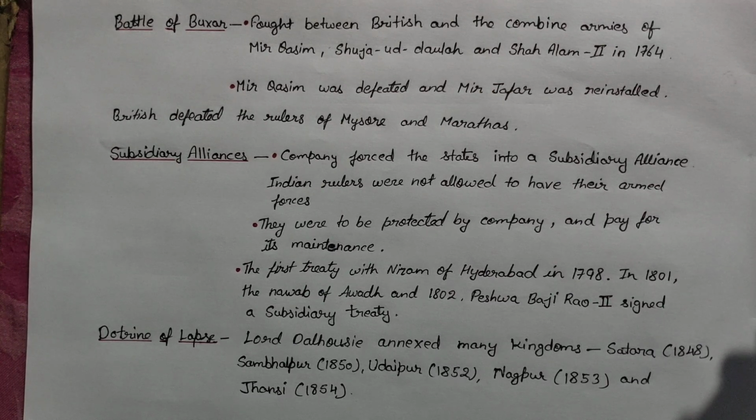Subsidiary Alliances. In 1798, Lord Wellesley became the Governor General. He expanded British influence through the Subsidiary Alliance system. Under this subsidiary alliance, the Indian ruler would not keep an army of his own. He would keep a British army and pay for its maintenance. If they failed to pay, they would have to give a penalty, and that penalty would be the whole territory.